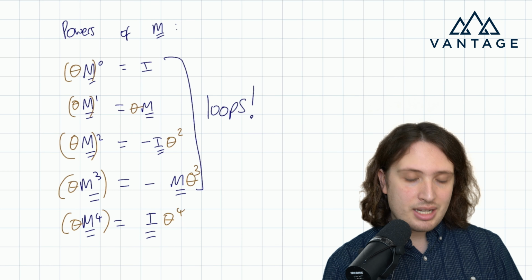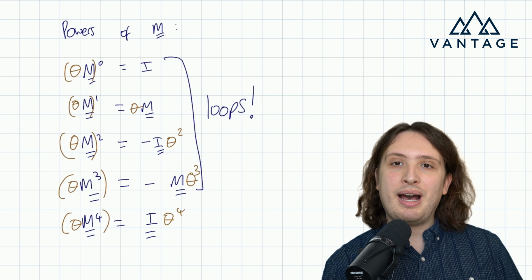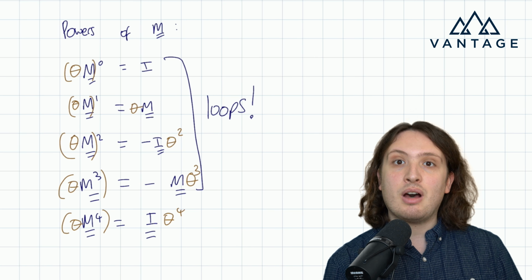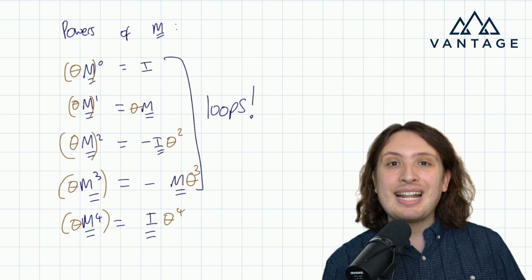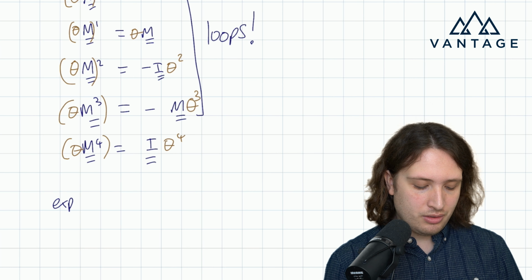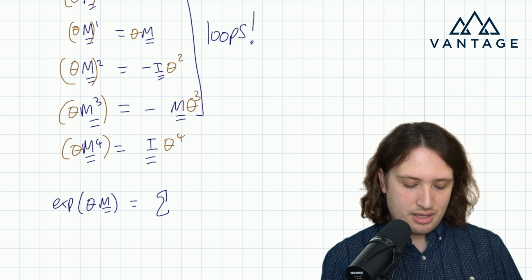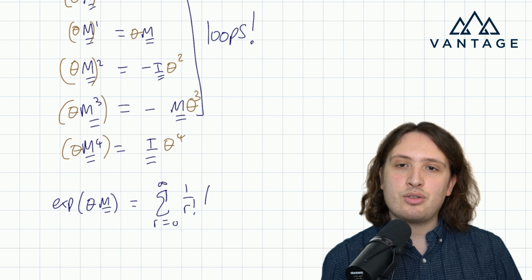So it's obvious that I'm going to get, as each subsequent term in the expression for the exponential, more and more powers of theta. But the matrix part is always just going to be an I or an M. The obvious thing to do is therefore to collect together the bit with an I, collect together the bit with an M, and see if we can simplify either. So in the exponential of theta M, which is, given in the question, the sum over r equals 0 to infinity of 1 over r factorial, theta M to the r.